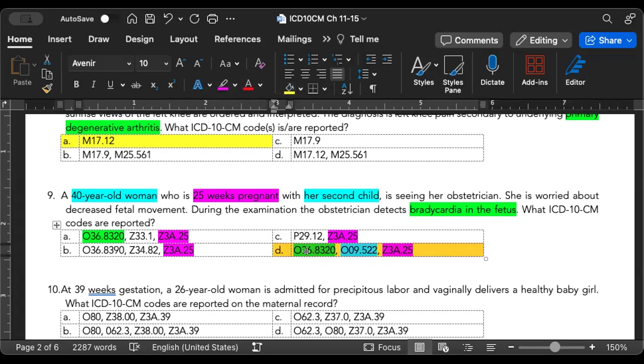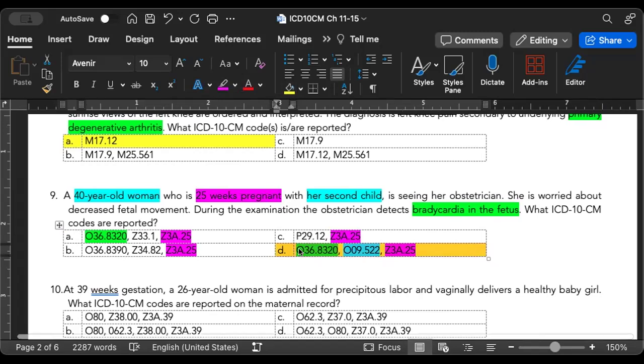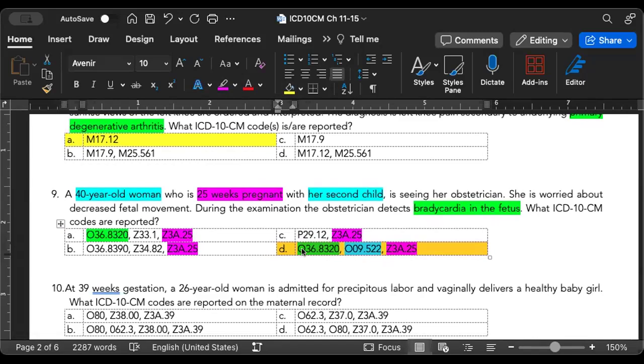So again, we've got our pregnancy that's complicated by that abnormal fetal heartbeat, which is our O36.8320 because it's in our second trimester. We've got the O09.522 for the elderly pregnancy. And then our weeks of gestation, Z3A.25. Any questions on number 9?